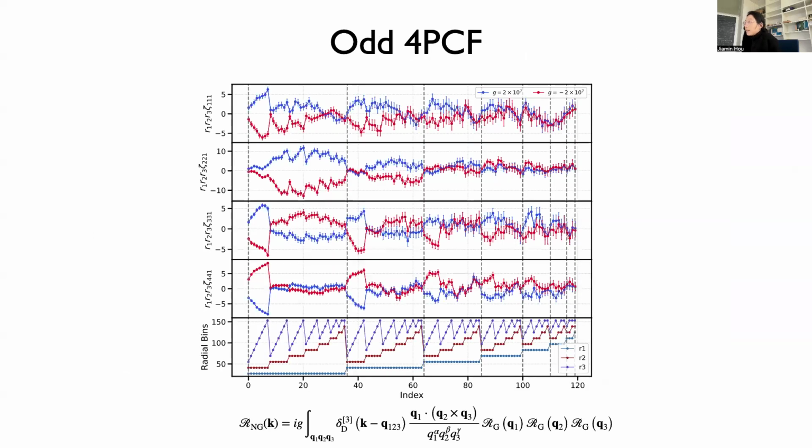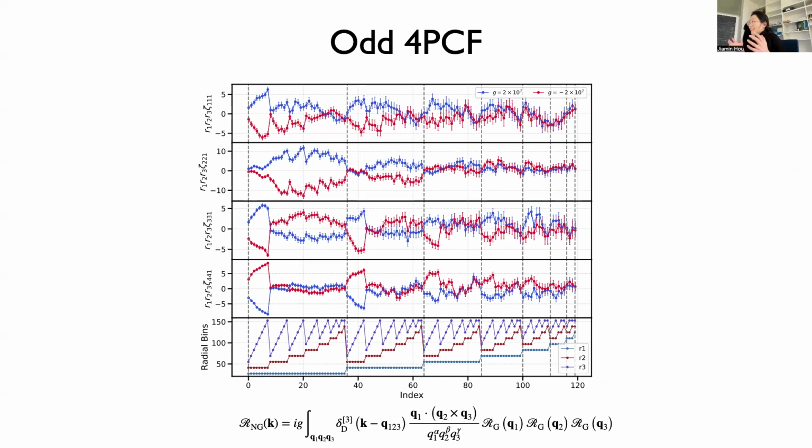And here are the odd 4-point correlation functions measured from these simulations. Here we have different channels of the 4-point function coefficients plotted against the index of the tetrahedron configuration. Similar to the previous analysis, we also prepared two sets of simulations, one with positive coupling and the other with negative coupling, shown by the blue and red curves respectively. In the bottom panel is the arrangement of the three radial bands. And we observe several interesting features.